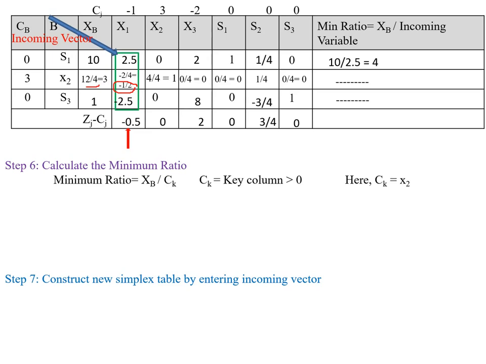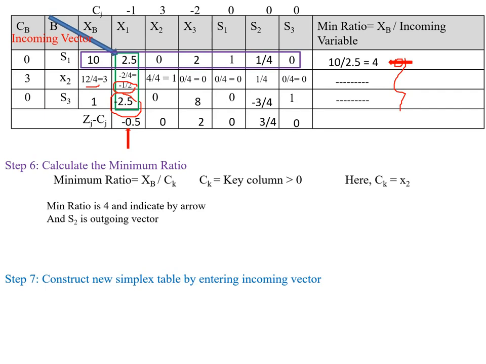Similarly, 1 divided by minus 0.25, so for this one also we are not calculating, because the ck element value is negative. So among these values we have only one value, so the minimum value is 4 only. The minimum value is 4, indicated by an arrow, and the respective variable is S1. So S1 is the outgoing vector.